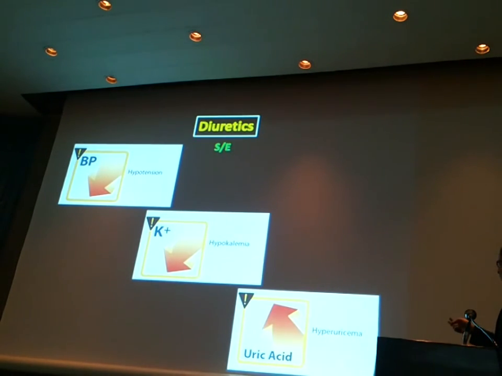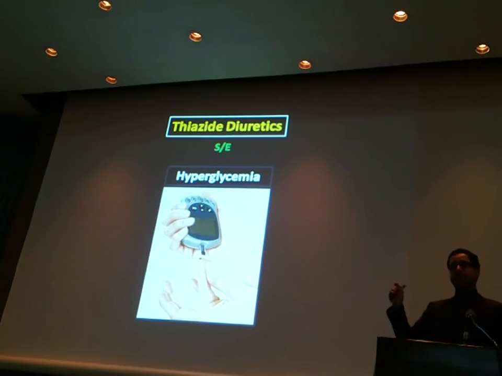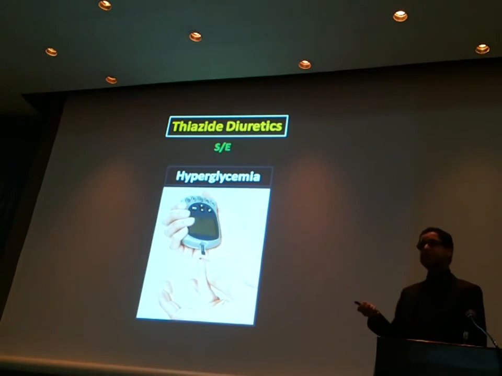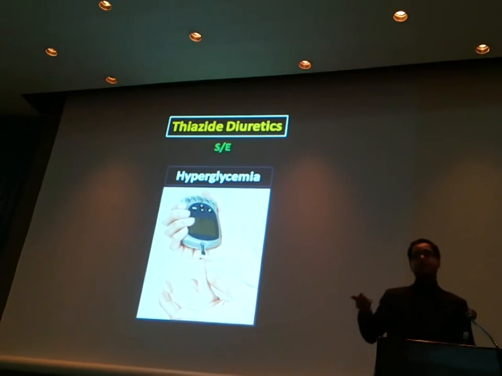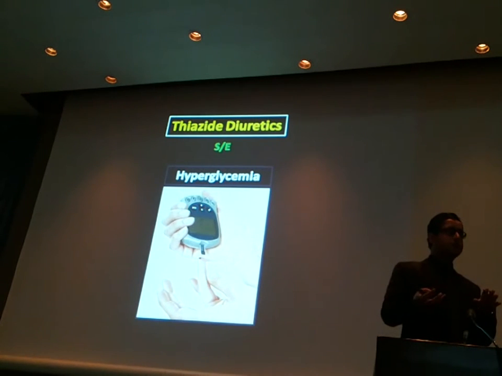Now, two things I have to add here. Two particular side effects for each subclass. Now, thiazide diuretics, it was noticed that one, I won't say common, but one side effect to expect in patients, is hyperglycemia. Okay, how is it happening? Nobody knows exactly, but people say that thiazide diuretics decrease the secretion of insulin and also decrease the uptake of glucose by the cells. Good? Okay.